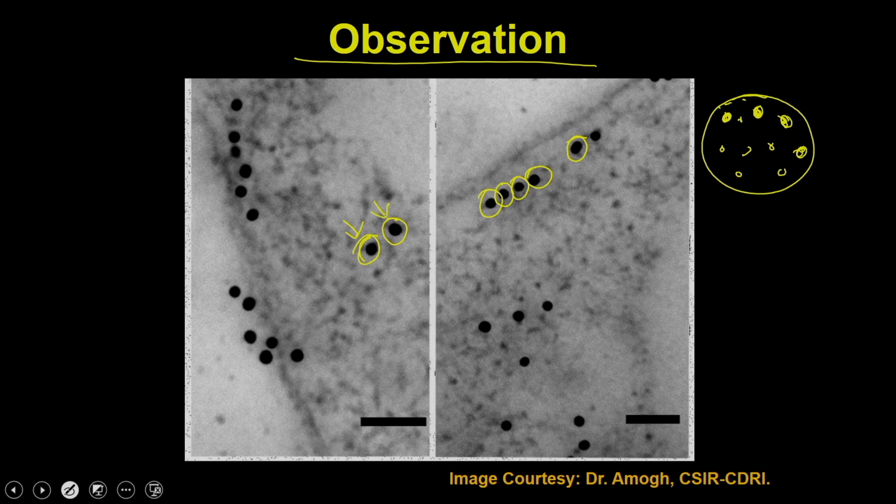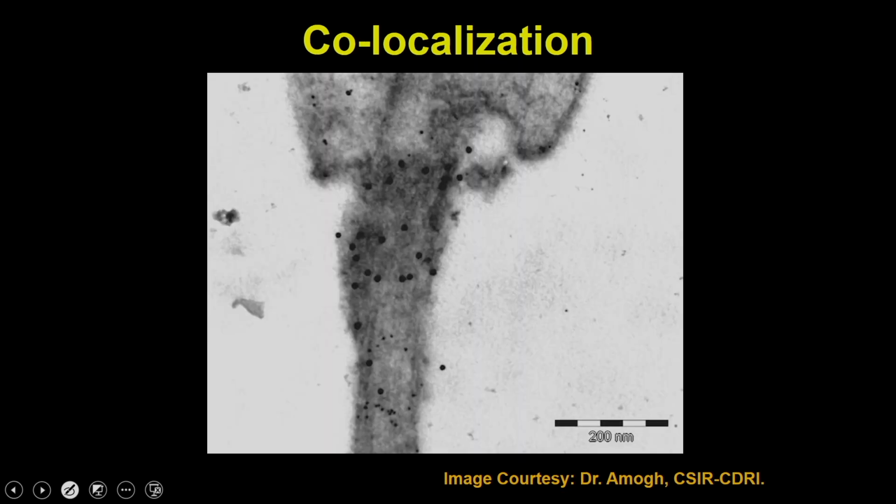If you want, you can see these cells with the help of the uranyl acetate staining, and that is how it tells you whether these dots are present in the mitochondria, Golgi bodies, endoplasmic reticulum, or nucleus and all that. This image was provided by a friend of mine at CDRI, Dr. Amog.